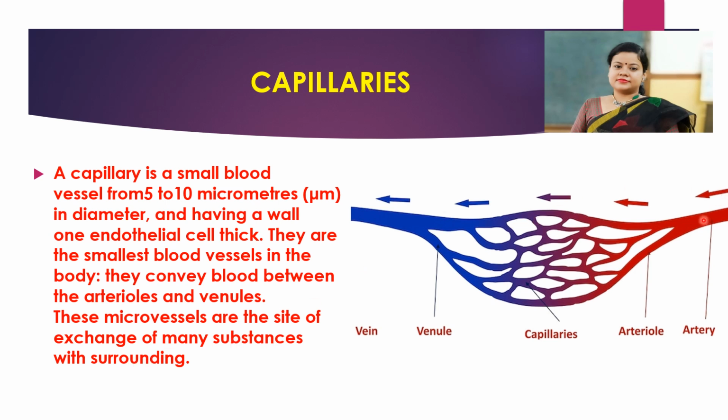You can see an artery branched into arterioles and finally branched into capillaries, and capillaries are joined to form venules and veins.